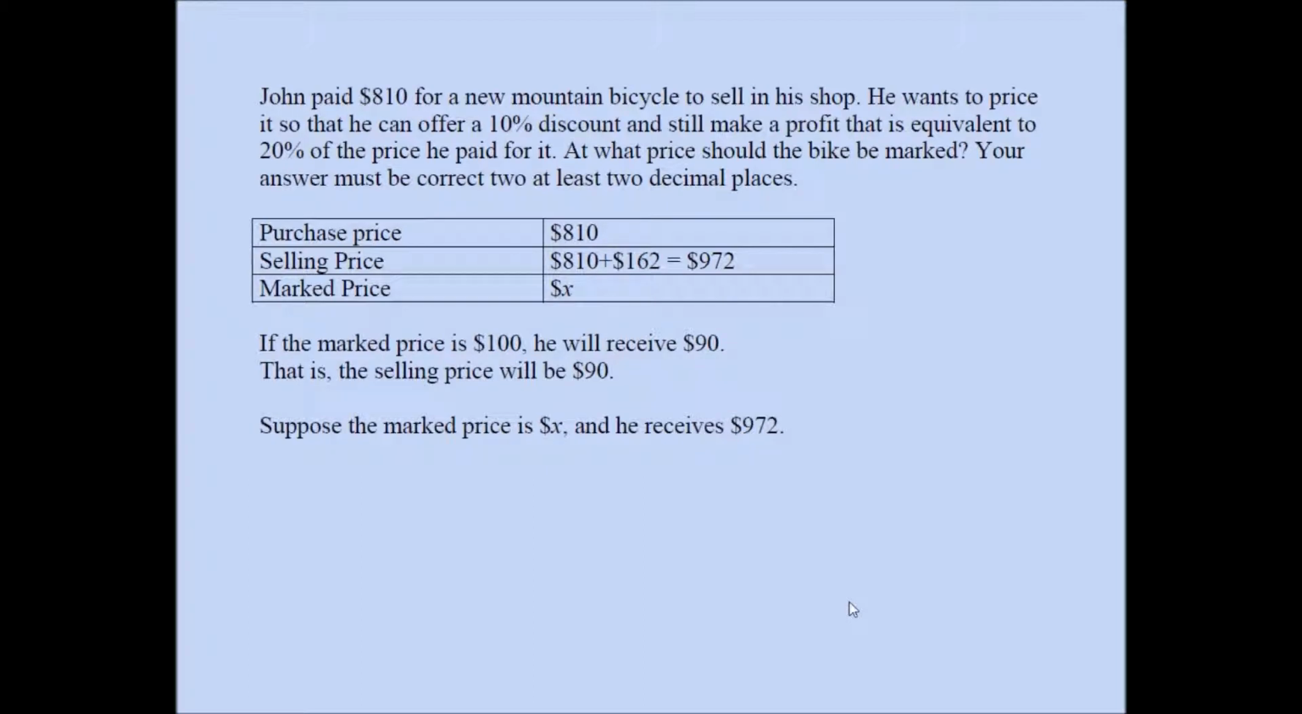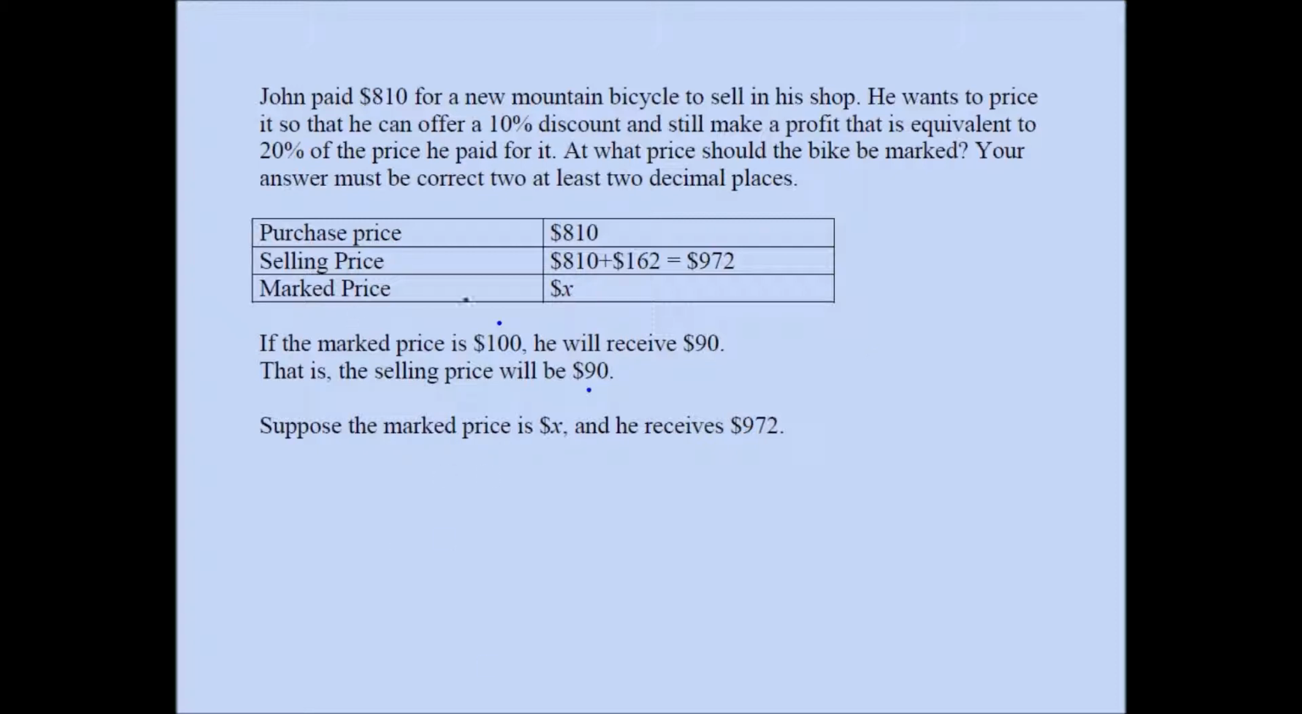So let's make sure we understand. If he wants to mark the price at $100, that means he wants to put the price $100 on the bike. He will only then receive $90 because he's giving a 10% discount on that. That will be the selling price of the bike. The selling price of the bike is going to be $90. So we have a nice relationship here. If $100 is the mark price, $90 is the selling price. Selling price is the real price at which the bike is sold.